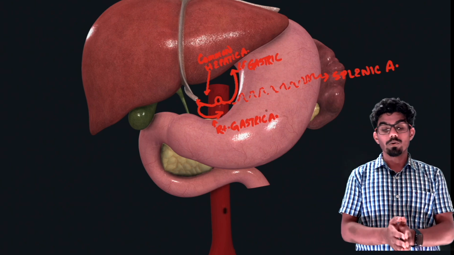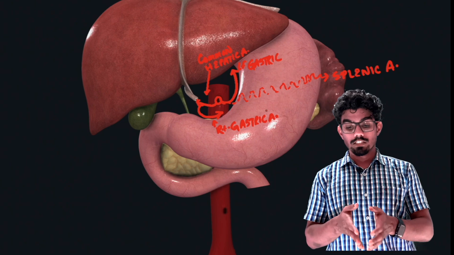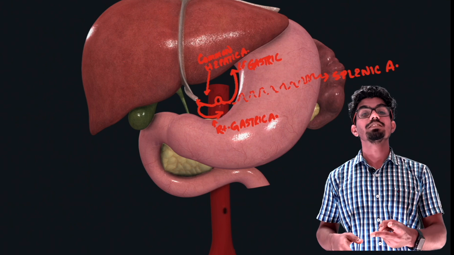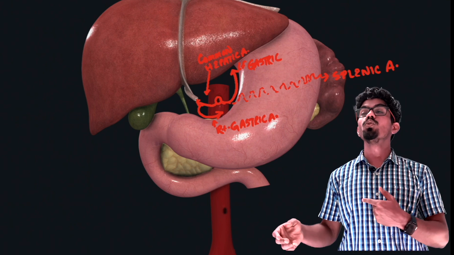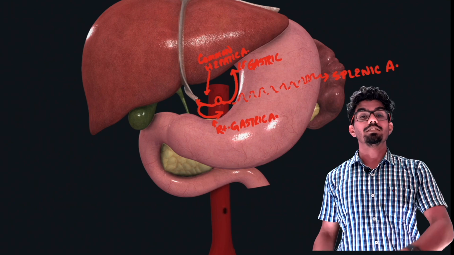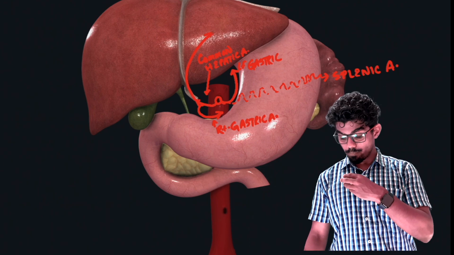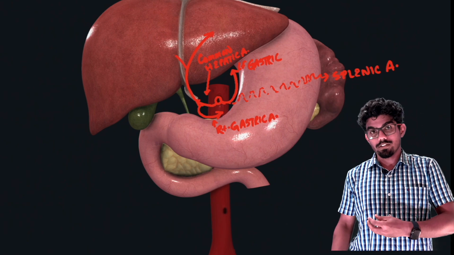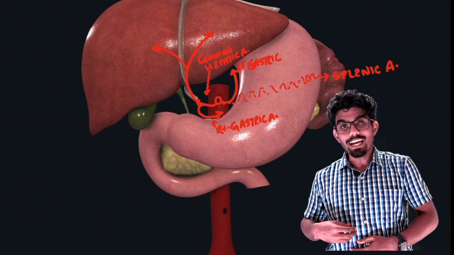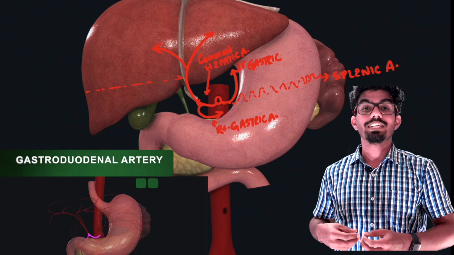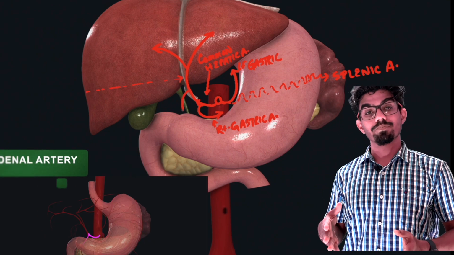Okay. Now after giving the right gastric artery, the common hepatic artery again divides into two major branches. The branch which goes to the liver itself is called the hepatic artery proper, whereas the branch which goes downward to supply the pancreas and part of the duodenum is called the gastroduodenal artery.